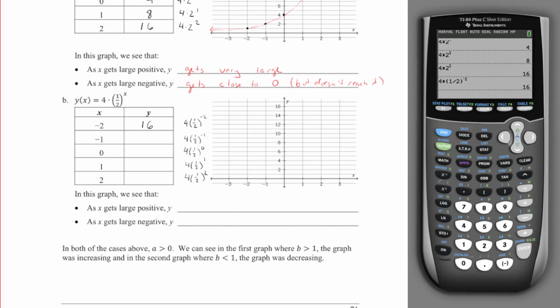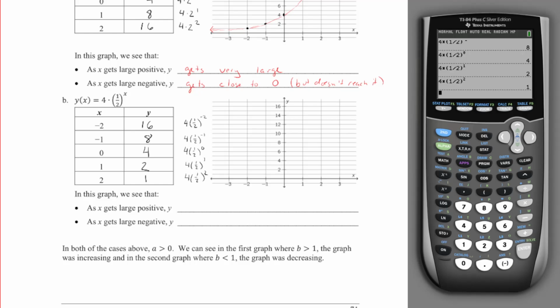Weird. Oh, not that weird, right? 2 to the positive 2 is the same as a half to the negative 2, so I guess I'm not surprised. 4 times a half to the negative 1 is 8. 4 times a half to the 0 is 4. 4 times a half to the power 1 is 2. And 4 times a half to the power 2 is 1.